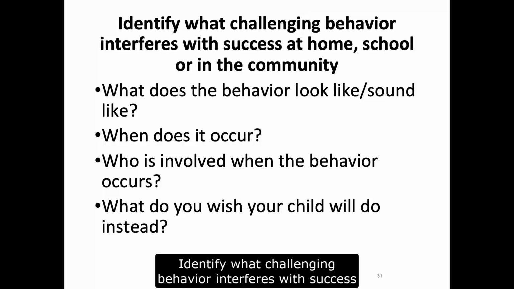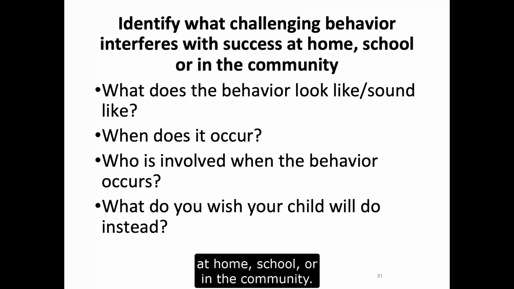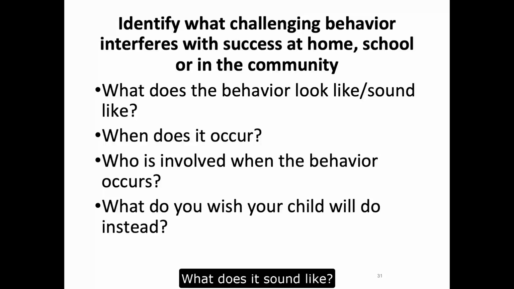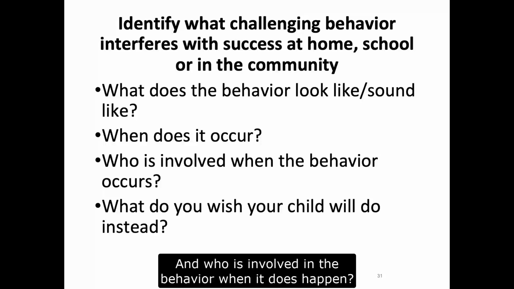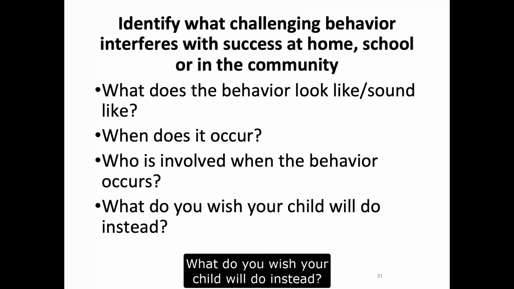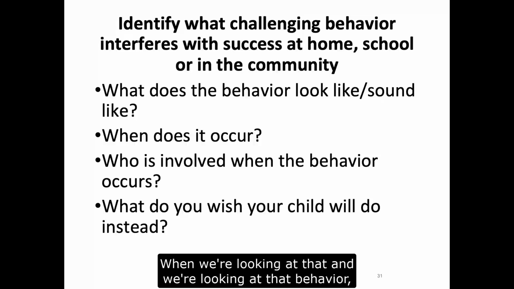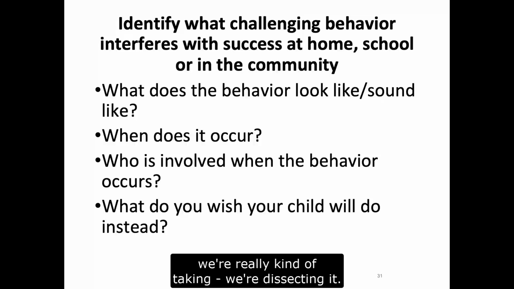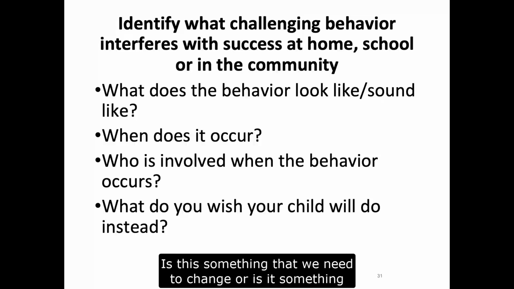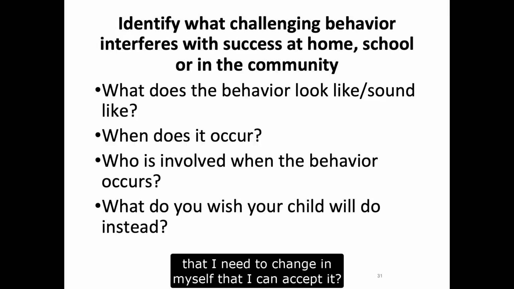Identify what challenging behavior interferes with success at home, school, and in the community. What does it look like? What does it sound like? When does it happen? And who's involved in the behavior when it does happen? And what do you wish your child will do instead? So when we're looking at that behavior, we're dissecting it. Why is it annoying? Is it annoying to everybody or is it just me? Is it something that we need to change, or is it something that I need to change in myself so that I can accept it?